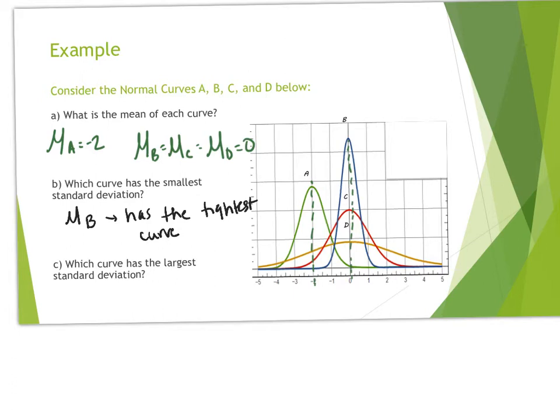Which curve has the largest standard deviation? Well, again, standard deviation is the on average deviation away from the mean. Whose curve is spread out the most? We can see that that is curve D. And why is that again? Mu D is the one that is spread out, or we'll say has the most spread of the curve. Let's call it the largest spread.